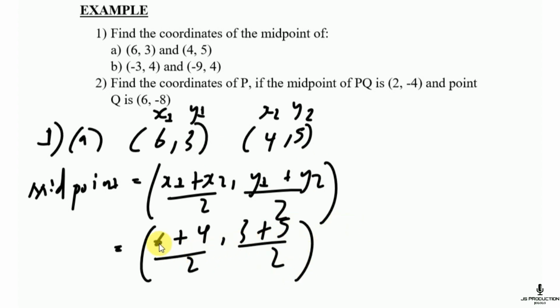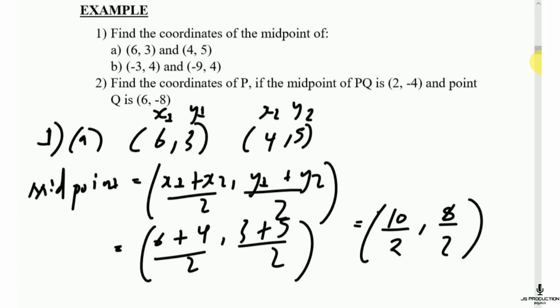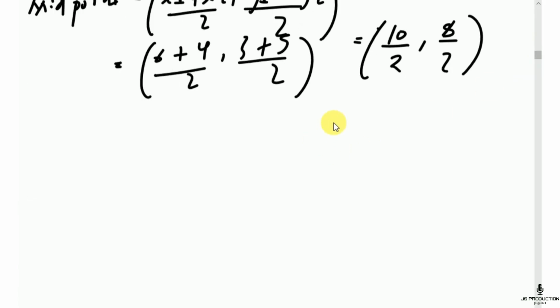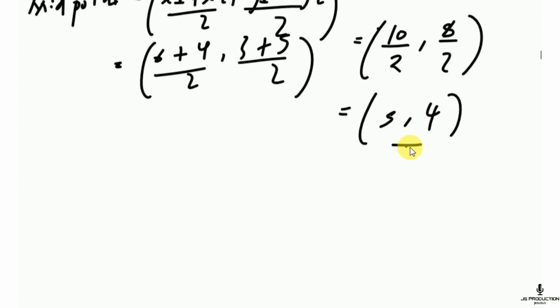So 6 plus 4, that's 10, divided by 2, comma, 3 plus 5, that's 8, divided by 2. And from this I can say 10 divided by 2, that's 5, comma, 8 divided by 2, that's 4. So our midpoint there is (5, 4). Let us look at 1b.